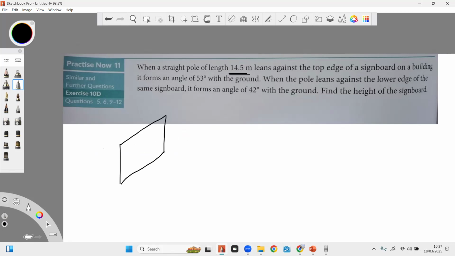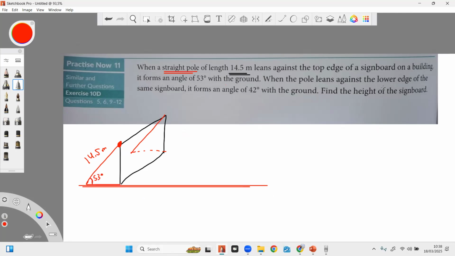Okay, 3 dimension. And the straight pole, the red color straight pole, leans against the top of the signboard here. This is the 14.5. It forms an angle 53 with the ground. So this is the ground, right? Like if you're imagining a goalkeeper post. See, 14.5. It leans 53 degree, right?